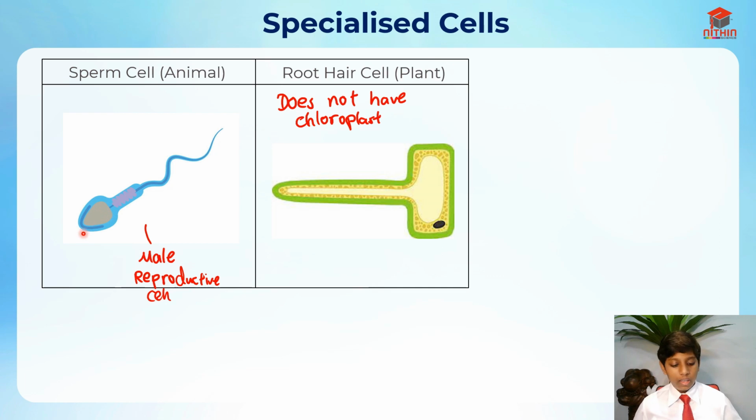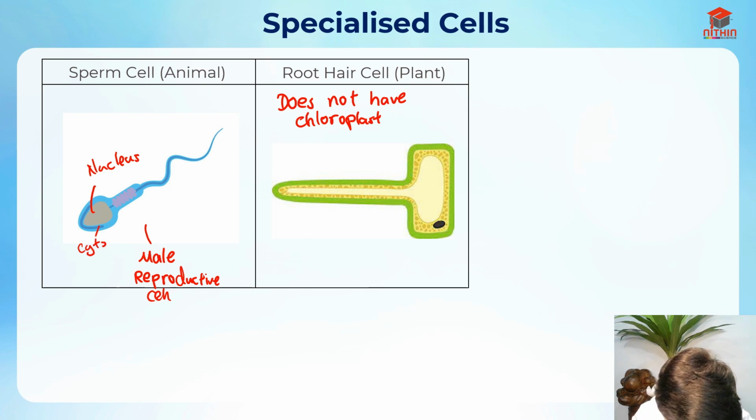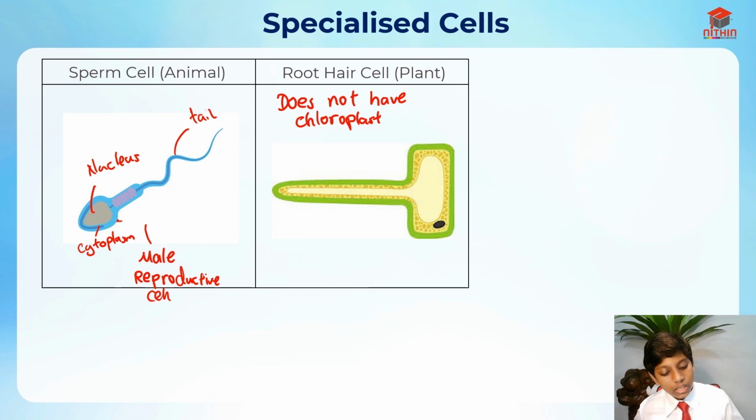Okay, and let me just label the parts also. So this is a nucleus. Okay, this is the cytoplasm, and the outer layer is, and this cell actually has the tail over here. Okay, the tail, but the scientific term is actually known as the flagellum. Okay, and it also has the cell membrane.